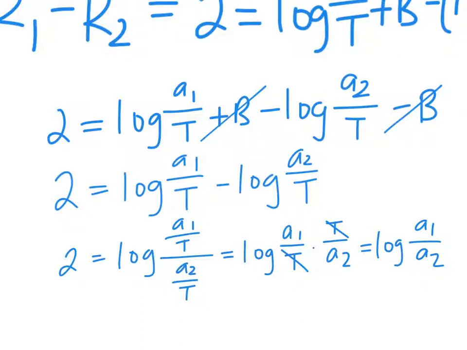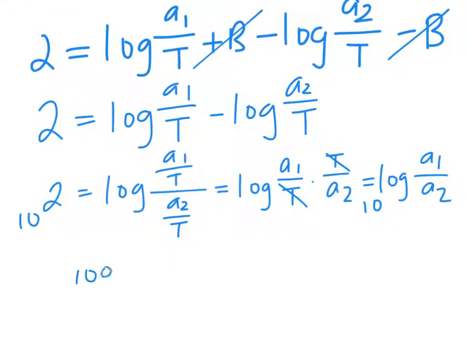Okay, now how do I solve for A1 over A2? We raise it to the 10. Raised by 10, yes. 100 equals A1 over A2. So the question is, how much worse was the India earthquake than the Greece earthquake? 100 times. So next time you see on the news about some earthquake, remember to yourself, this is not just linear. It's not just a little bit worse. It's that order of magnitude worse.